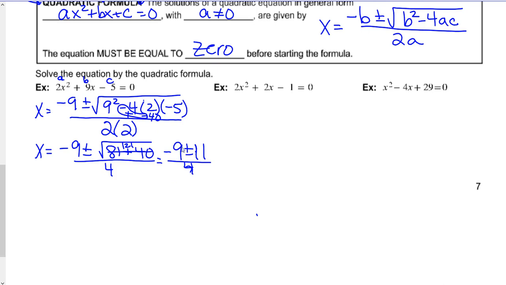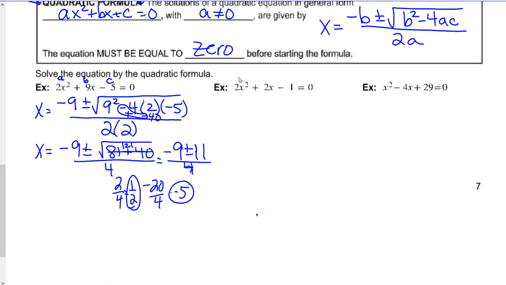So negative 9 plus 11 gives me a 2 all over 4. And negative 9 minus 11 is a negative 20 all over 4. Now, each one of those I can reduce. This I'm going to reduce to 1/2, so that's one answer. And this I can divide out and give me a -5, and that's my other answer. Okay, so those are the two answers. Sometimes we'll leave them all together, which you'll see in the next one, as one fraction.